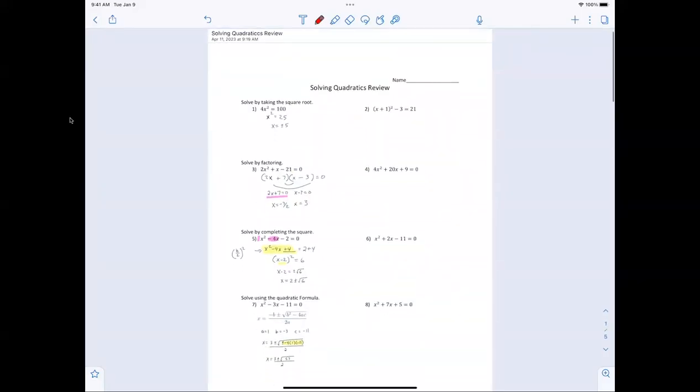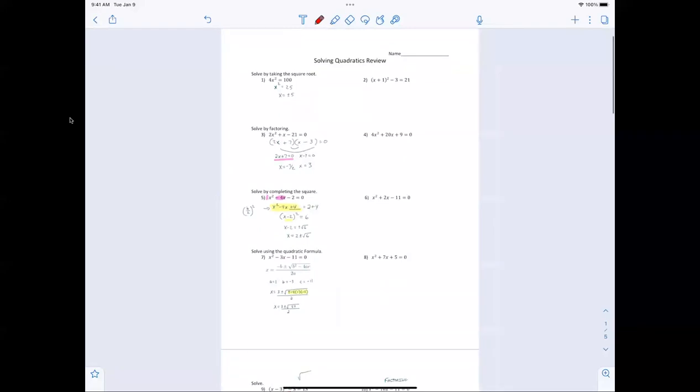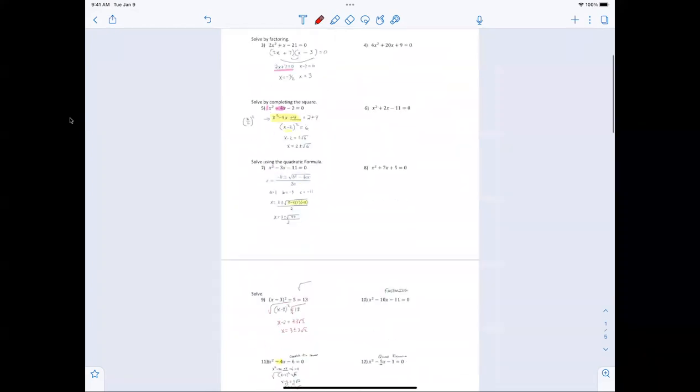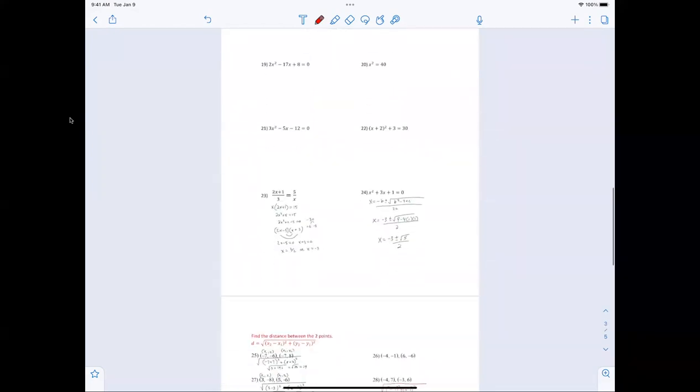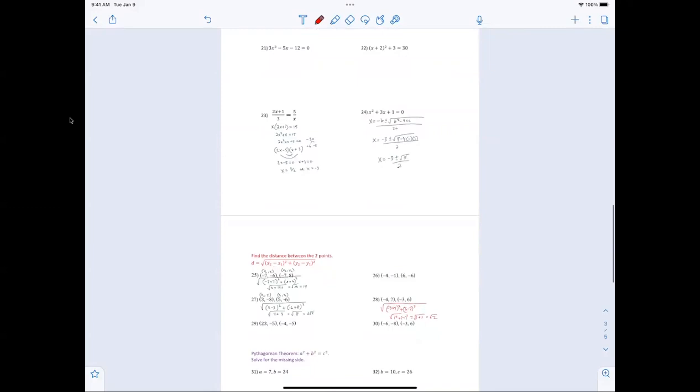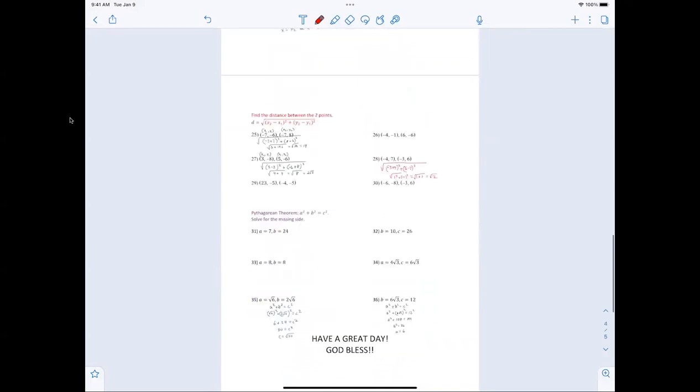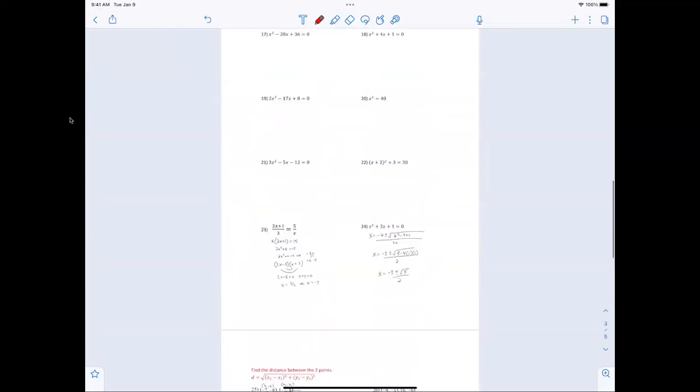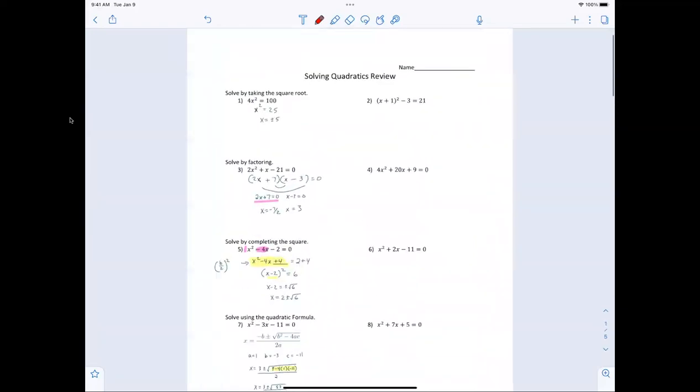Now, on the test, there's going to be the first page where you have to demonstrate that you can solve by taking the square root, solve by factoring, completing the square, and using the quadratic formula. You have to demonstrate that. Then the second half, you can decide however you want to solve it. On the last page, it was just the distance formula and the Pythagorean theorem. So I don't think it's going to be that hard. I'm expecting you to know the formulas. That might be a little challenging. That's why you write them down.